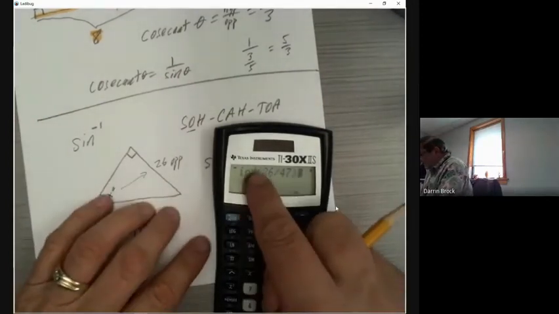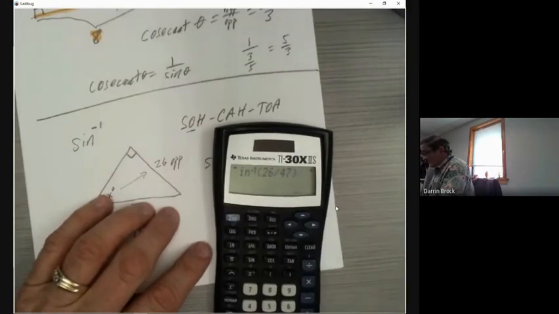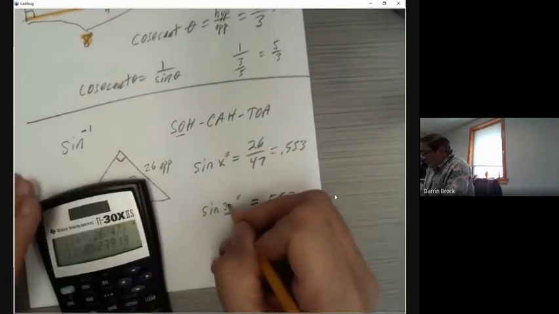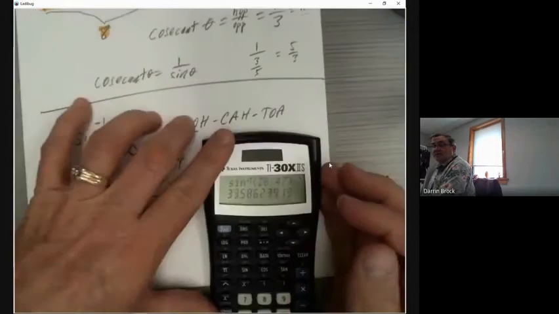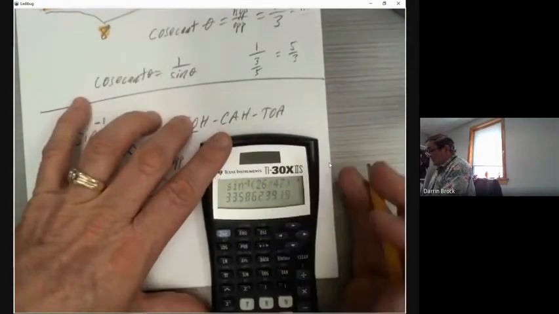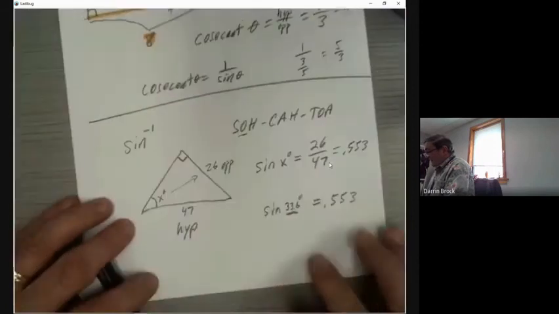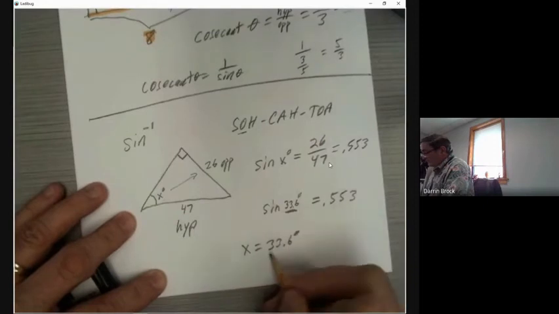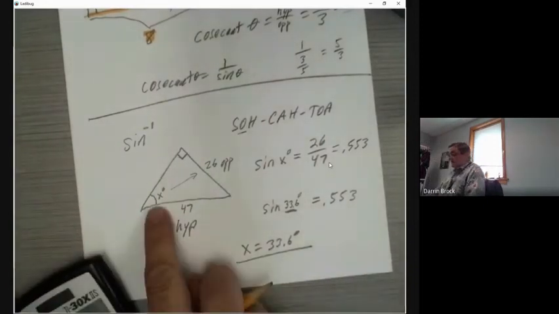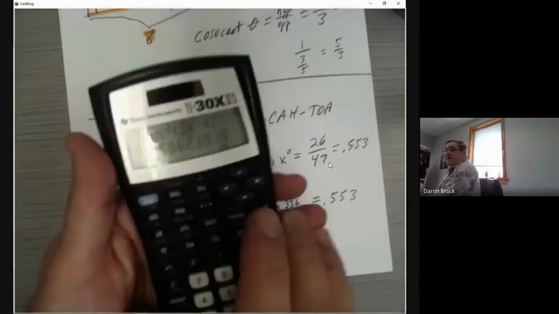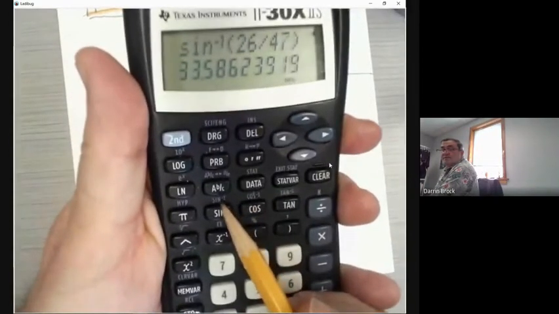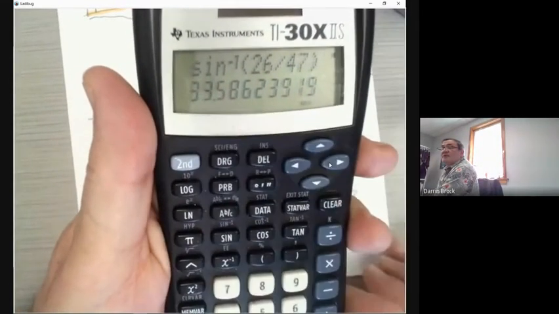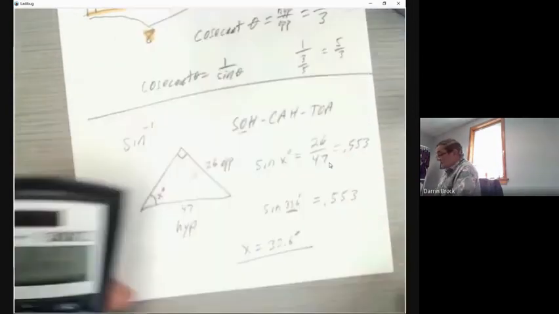So what is the sine inverse of 26/47? It says it's 33.58. So x equals 33, and we'll round it to the nearest tenth in this example. The 8 will be rounding up. So x is 33.6 degrees. We found out how many degrees that was by using the sine and that little inverse button. The sine inverse of 26/47 is 33.6.